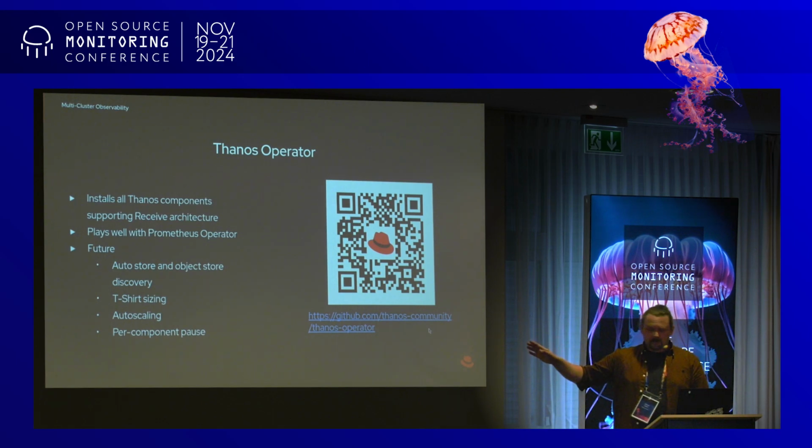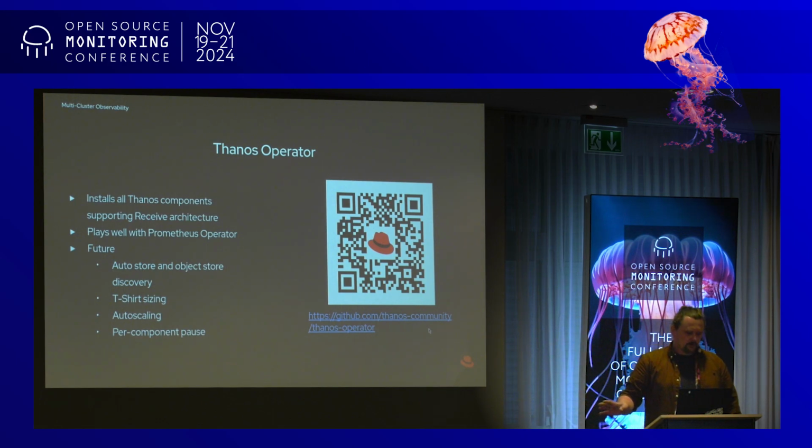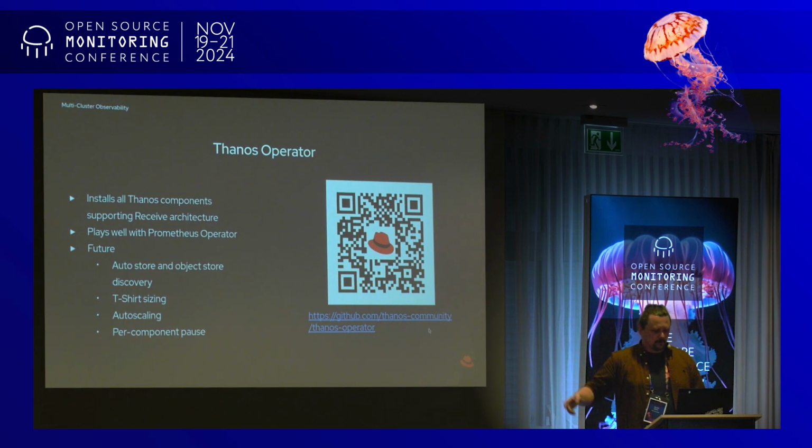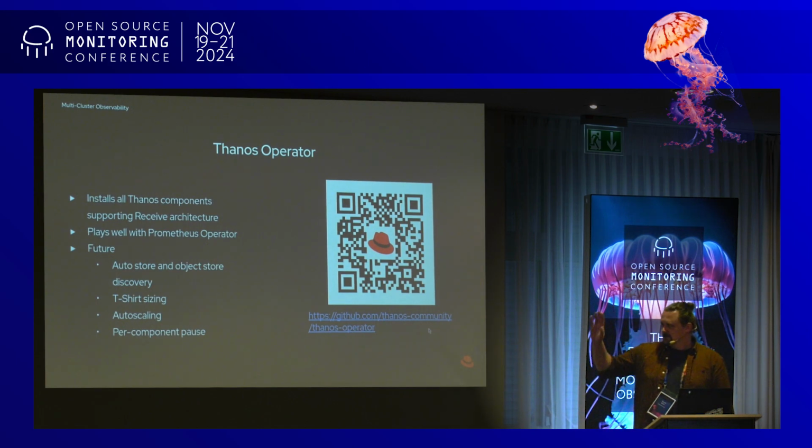So this is already at a state where it can install all Thanos components, supporting that receive architecture. It plays well with Prometheus operator, and in the future, as I said, we want to have something like t-shirt sizing and auto discovery for object store, auto scaling, and also being able to pause single components. If you're interested, look at that repository. We're always happy about contributors.